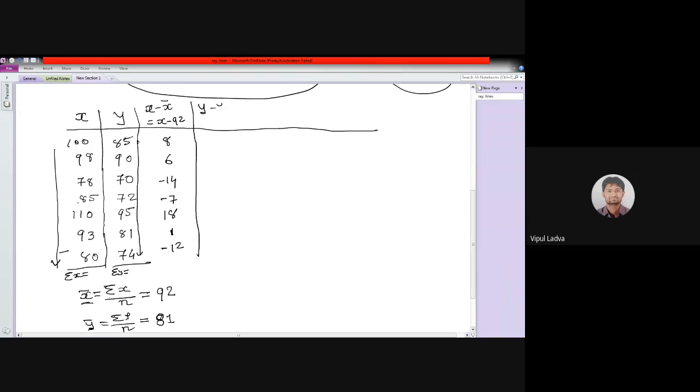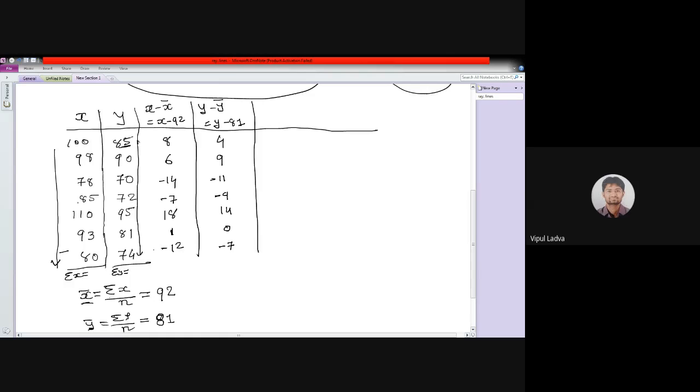Similarly, for y minus y bar, the value of y bar is 81. So I will be trying to find y minus 81. Now I will subtract 81 from this entire series of y. 85 minus 81 will be 4. 90 minus 81 will be 9. 70 minus 81 will be minus 11. 72 minus 81 will be minus 9. 95 minus 81 will be 14. 81 minus 81 will lead to 0, and 74 minus 81 leads to minus 7.